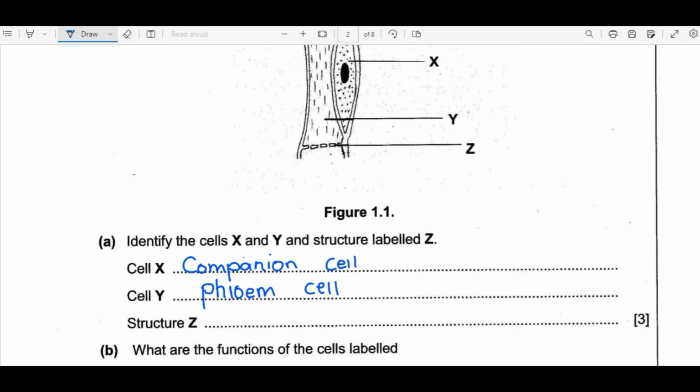Then structure Z, we have sieve pores. These small triangles and rectangles are sieve plates, in case you are given a question on that next time. In between the two sieve plates we have structure Z, which we are calling the sieve pores.